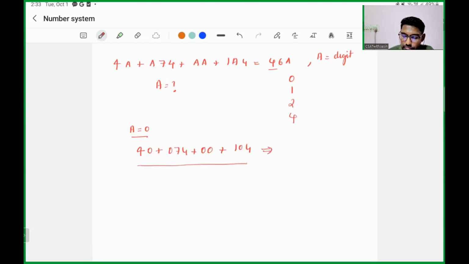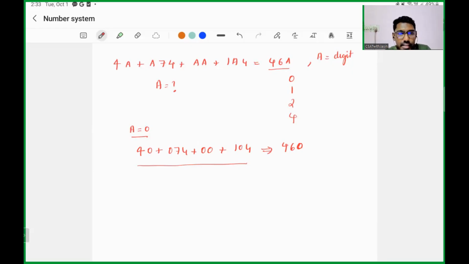If the result comes as 46A, and A is equal to 0, so 460, then 0 is the right answer. So you can do it this way also, but it will take a little more time. In some UPSC questions, you can actually substitute the options and try to find the answers. So that is one way.